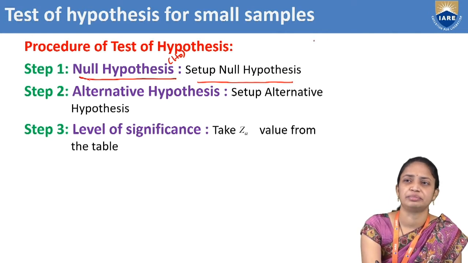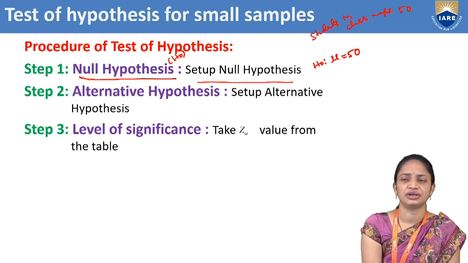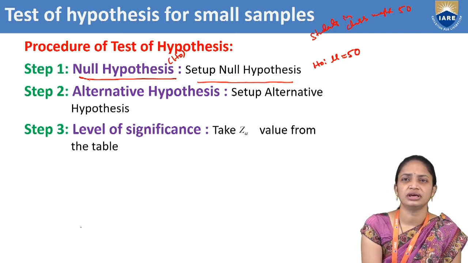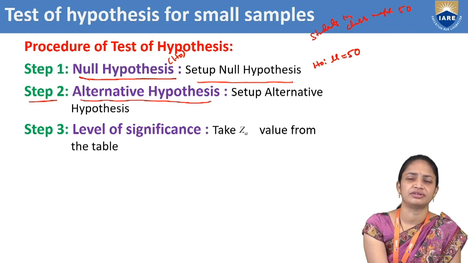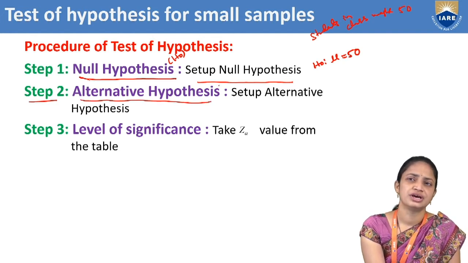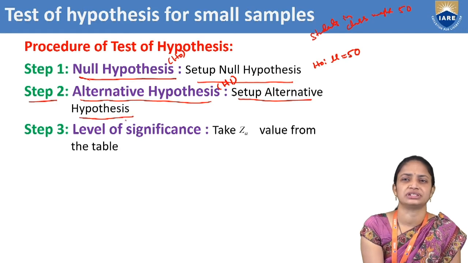For example, the total number of students in a class may be 50. So here we can take H naught, the null hypothesis, as mu equal to 50. Directly you can take the given statement. Next, step 2 is the alternative hypothesis, denoted with H1.